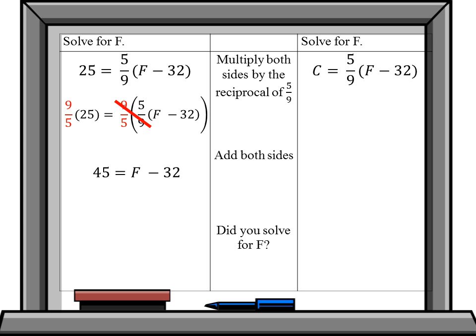This leaves me with 45 equaling F minus 32. In order to solve for F, I need to add 32 to both sides. And I get that when the Celsius is 25 degrees, the Fahrenheit would be 77. And yes, we did solve for F. Pause your video here and try to solve for F in a literal equation.